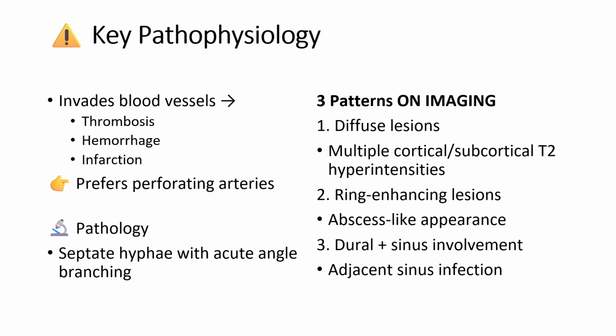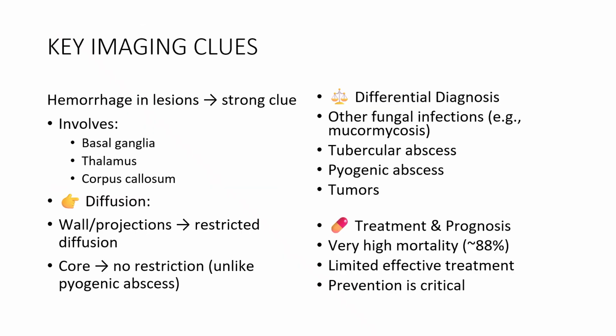There are three patterns seen on imaging. 1. Diffuse lesion: multiple cortical, subcortical T2 hyperintensity. 2. Ring enhancing lesion: abscess-like appearance. 3. Dural with sinus involvement: adjacent sinus is also infected. Key imaging clues: hemorrhage in the lesion is a strong clue. It involves the basal ganglia, thalamus, and corpus callosum.